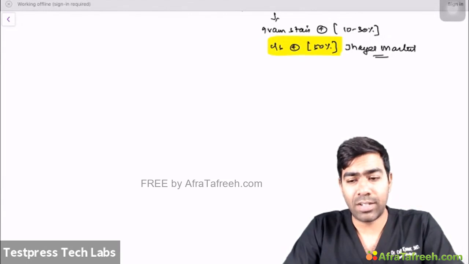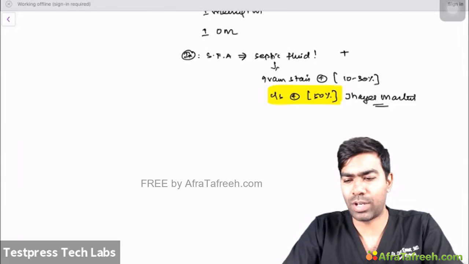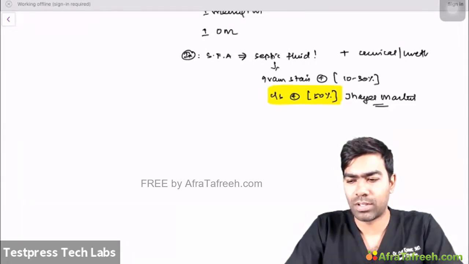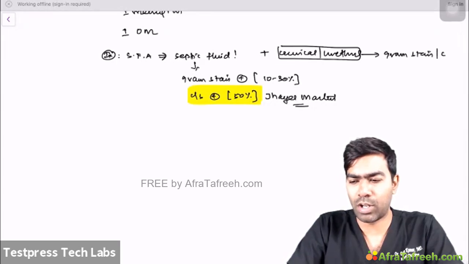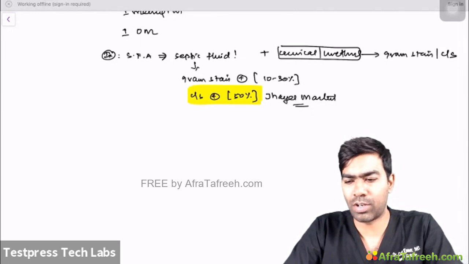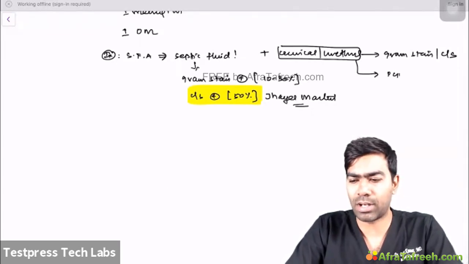Other additional investigations are mandatory. It's not only the synovial fluid analysis. I definitely have to take the cervical and the urethral swab. And most of the time, one common thing that is missed is, of course, you will do gram stain and culture, and all these things are fine in the swab that you're going to take. But more importantly, the most important thing is you have to do a PCR.